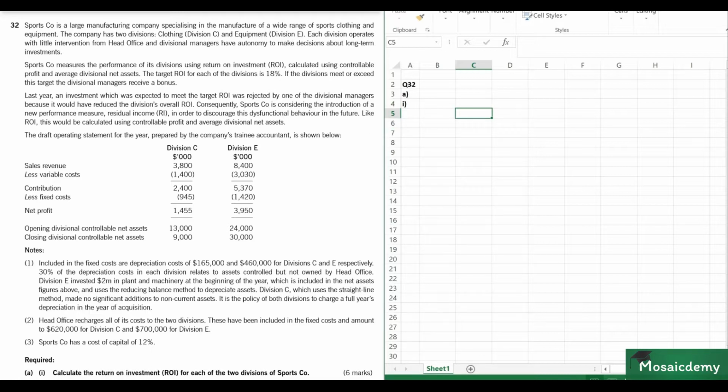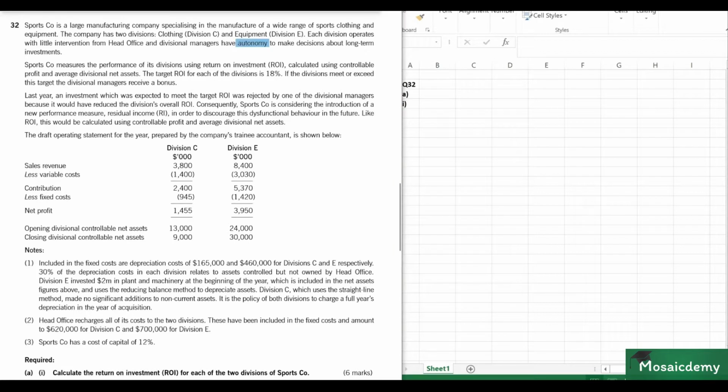So Sportsco is a large manufacturing company specializing in the manufacture of a wide range of sports clothing and equipment. The company has 2 divisions, Division C and Division E. Each division operates with little intervention from the head office, and divisional managers have autonomy to make decisions about long-term investments. So why is this important? Because of the controllability aspect. The divisional managers are in charge of long-term investments, right? So they're in charge of the capital for the company. So we'll include that in the calculation.